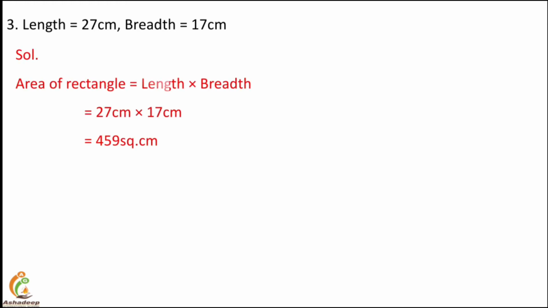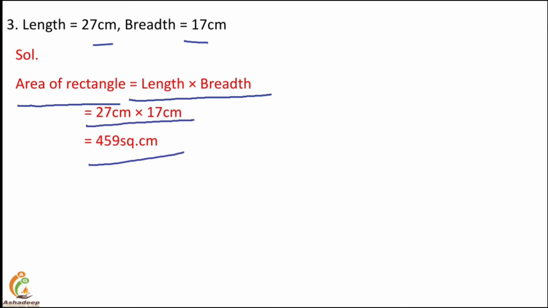Okay, the lengths we have been given are 27 centimeter and 17 centimeter. It means this will be the area of a rectangle, because length and breadth both are given. So we'll write the formula of area of a rectangle, length multiplied by breadth. They will be multiplied together and we'll get the answer as 459 square meter. Okay, sorry, it's centimeter.